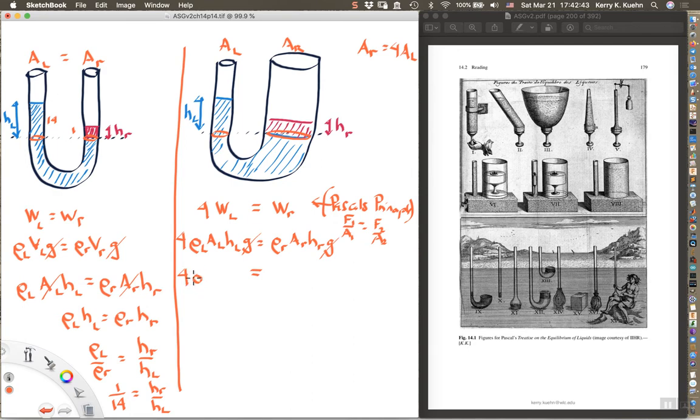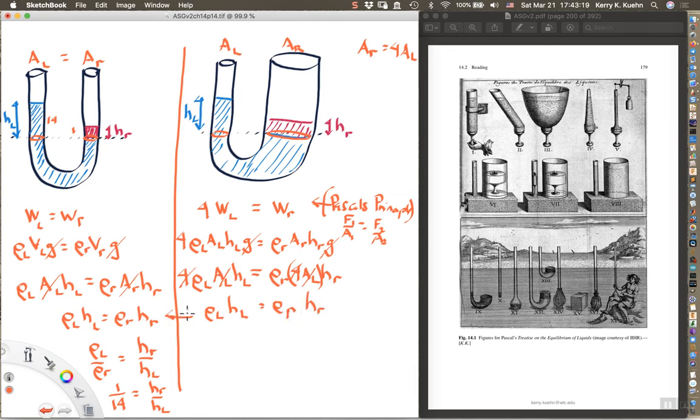And then 4 times the density of the fluid on the left, area on the left, height on the left, and on the right, density of the fluid on the right. The area on the right we've said is 4 times the area of the fluid on the left, like this. So I plugged in 4AL for AR. Now notice what happens. The 4's cancel out, AL's cancel out, and we're left with density on the left times height on the left equals density on the right times height on the right.